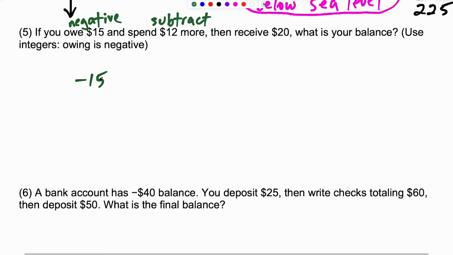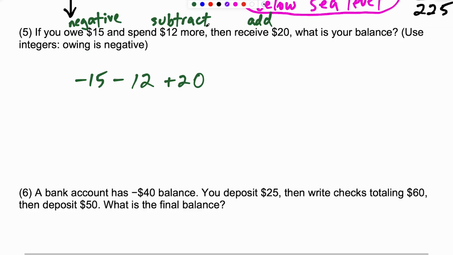Okay, so we have negative 15. So we're subtracting 12 more. And then we receive, which means we're going to add $20. We want to know what is the balance in this account here, or how much money does the person have. So for this, we just go piece by piece.